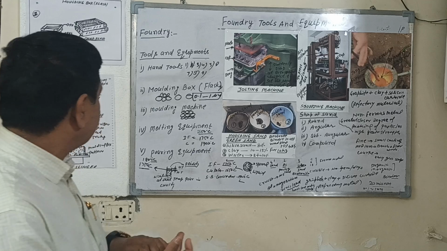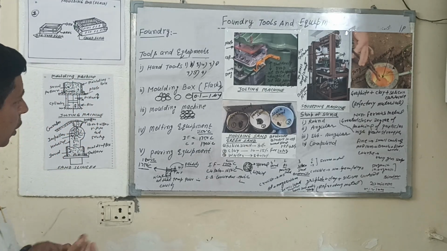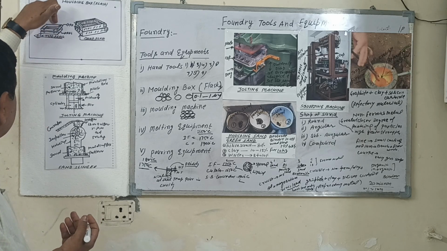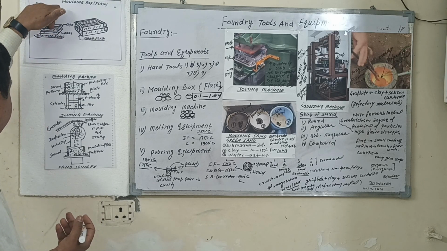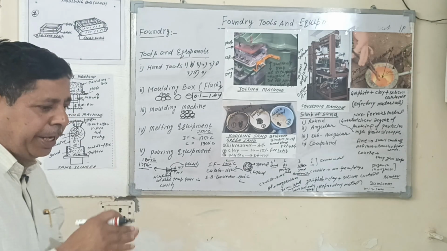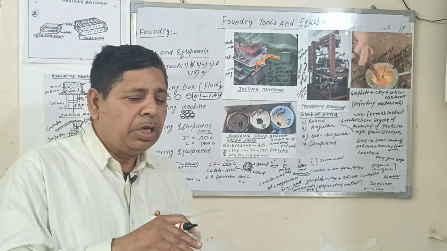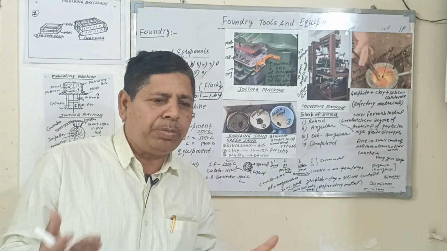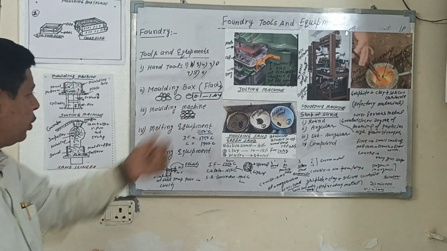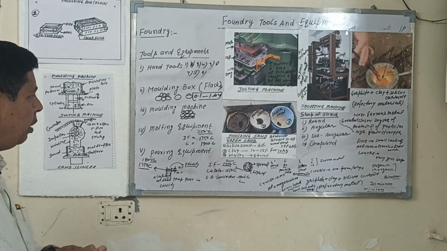Fourth number is the molding machine. When the metal molding box is packed with different types of molding sand to make the casting by hand handling, we are not getting mass production. So we use the molding machine to make mass production.